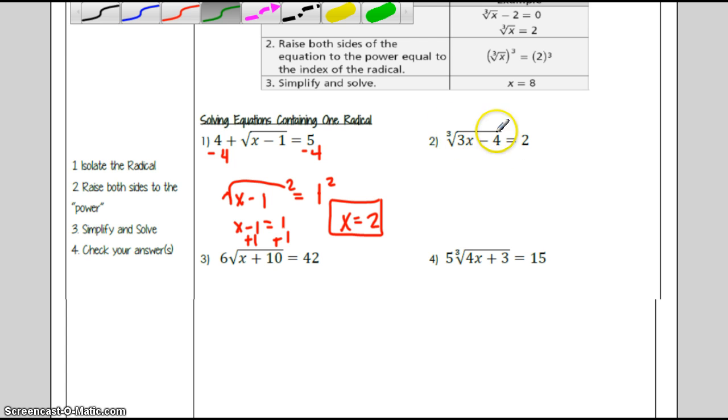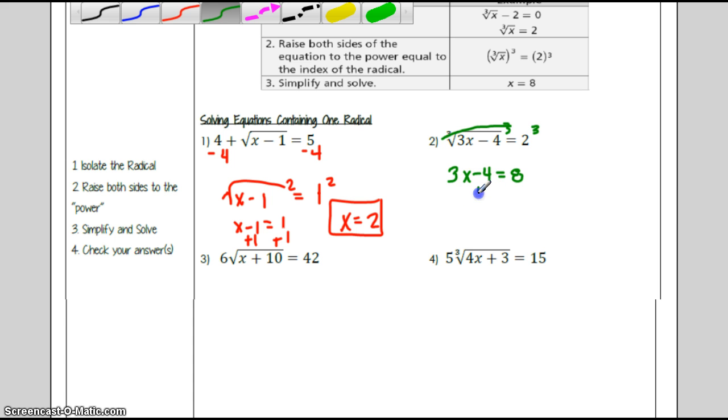Since this is already isolated, we can just go ahead and get rid of the cube root by cubing both sides. So that gets rid of just the cube root. It doesn't do anything to what's underneath here. So we're just left with 3x minus 4. And then we want to take 2 and cube it, which you can use your chart, your little blue half sheet if you need to, or just type that into your calculator. Or in this case, probably could do that in your head.